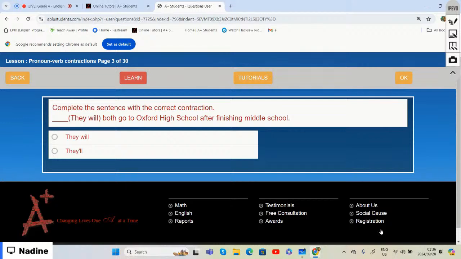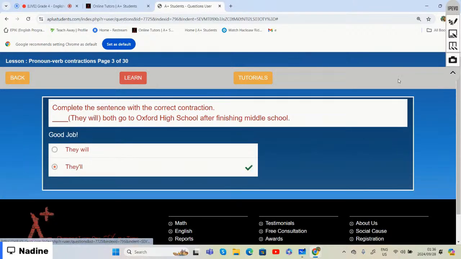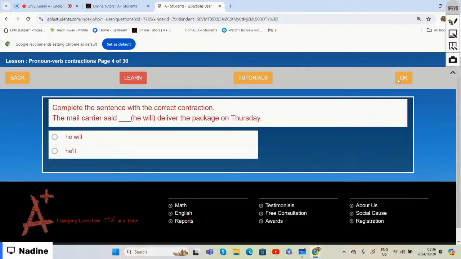So instead of saying they will, if we shorten that word, then we will say they'll both go to Oxford High School after finishing middle school. So well done.